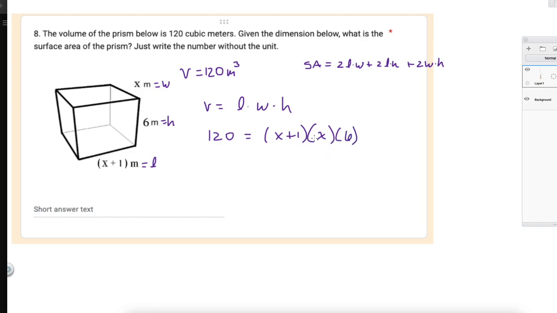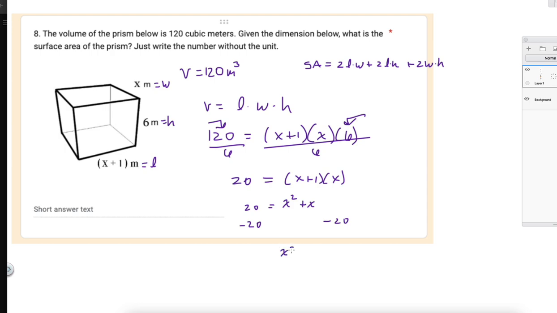Okay, what can we do to simplify this? We should see that this 6 and this 120 have common factors, so we can divide 6 out of both sides and we get 20. And we've got x plus 1 times x. Let's distribute the x, so we get x squared plus x. Now I need to put this in standard form, so I'm going to subtract 20. This is a quadratic, so we're going to have to factor this. And the leading coefficient is 1, so we don't have to factor by grouping.